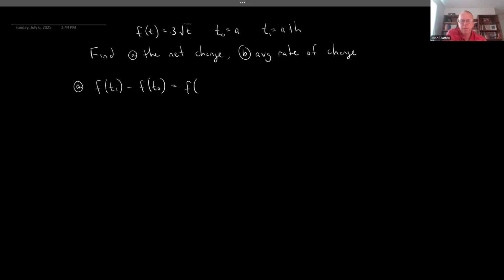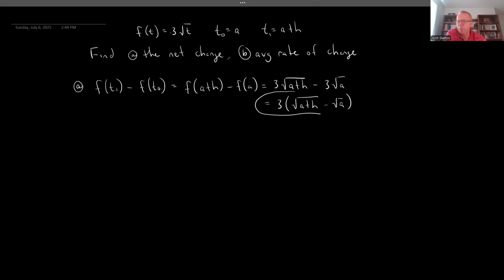So we could also write this as f of a plus h minus f of a. And so then we're just going to plug in, like we talked about in other videos, a plus h for t, and then we're going to plug in a for t. So we have 3 times square root of a plus h minus 3 times the square root of a. And you can leave it like that, or if you want, we can factor out the 3: square root of a plus h minus square root of a, and then 3 on the outside. So either one of those answers would work for that one.